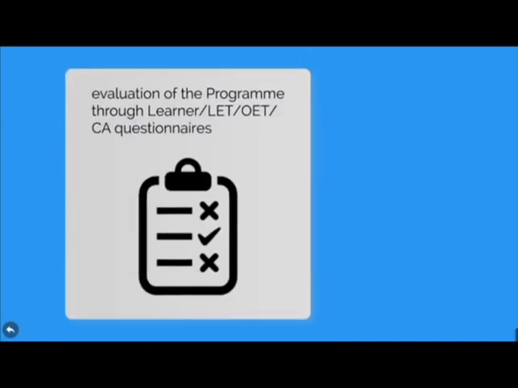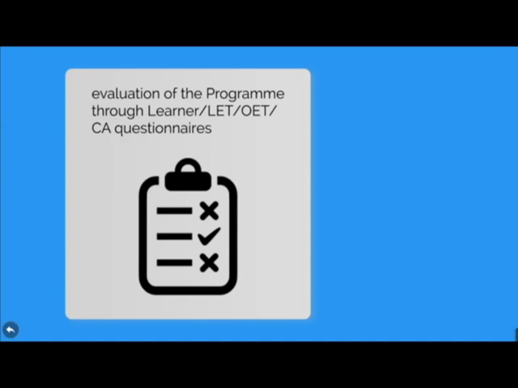Finally, we have the evaluation of the program, which will happen through a few different channels. The first is regular, informal surveys done at the end of each lesson with the learner. An example of this could be stomp your feet if you liked the class, or clap your hands if you thought the activity was too difficult. The important part here is to find a way to make feedback engaging and fun for the students.